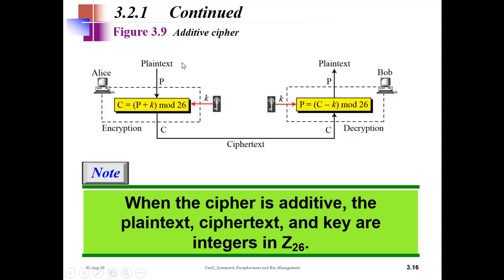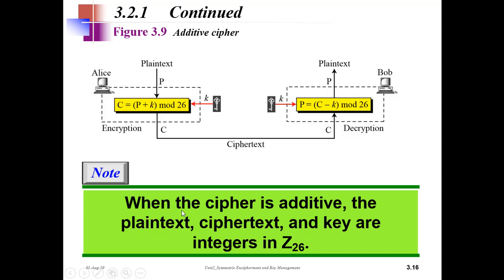So additive cipher. Alice wants to send a message to Bob again and wants to use encryption. So he has a plain text, an encryption algorithm and a key. How is he using the encryption algorithm? He is adding the plain text with the key K, so P plus K, and taking mod 26. So what is P plus K mod 26? It means C will be the remainder of this equation. That is the meaning of mod 26. This returns the remainder. Whatever the remainder is, that is the ciphertext.